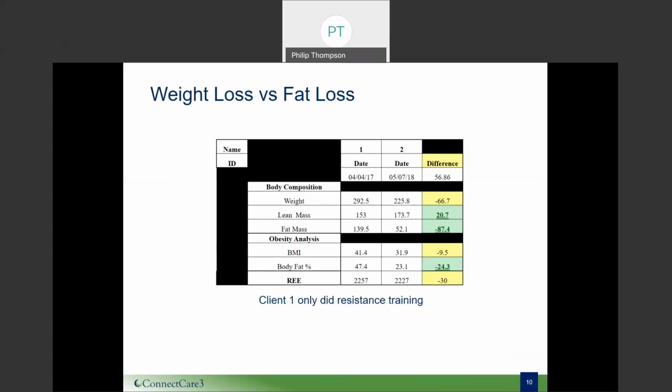You can see the BMI changed by about 10 points. Nothing huge, but definitely a change. But look at their body fat percentage. Cut their body fat percentage in half, down to 24%.